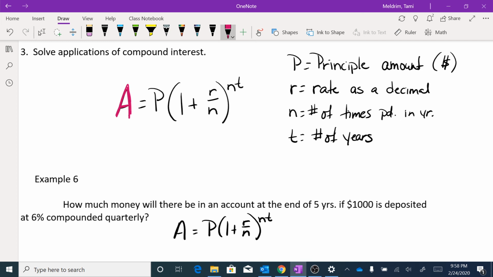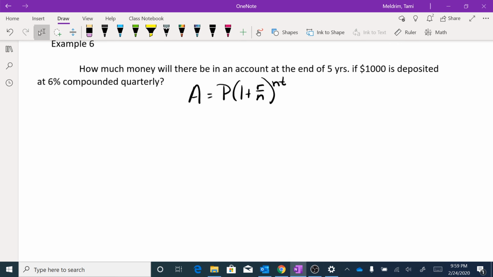Example number 6 states this. How much money will there be in an account at the end of 5 years if $1,000 is deposited at 6% compounded quarterly? So let's look at, we are looking for A equals P is your principal amount. How much money are we starting with? We're starting with that $1,000.